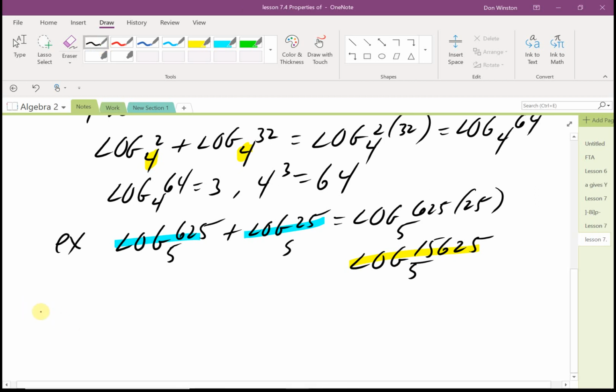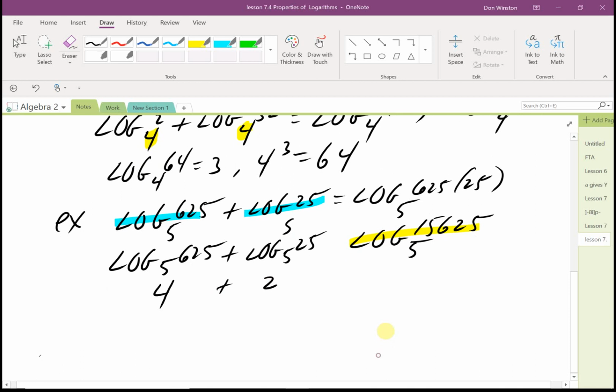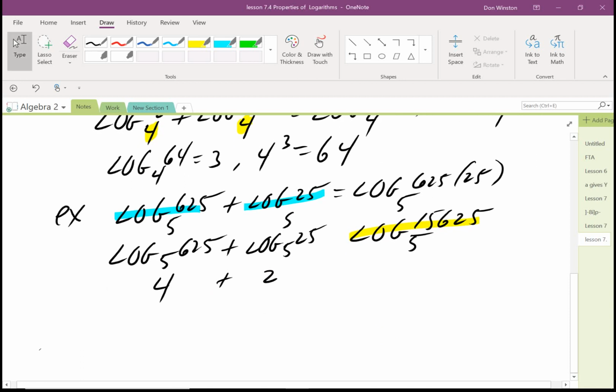Okay, so I can take 5 raised to the 4. Okay, so log base 5 of 625 is equal to 4. All I did was just take my calculator and take 5 and raise it to the 4th. Got 625. And then plus, well, log base 5 of 25. That's easy to do, and that's 2. Okay, so 4 plus 2 is 6.